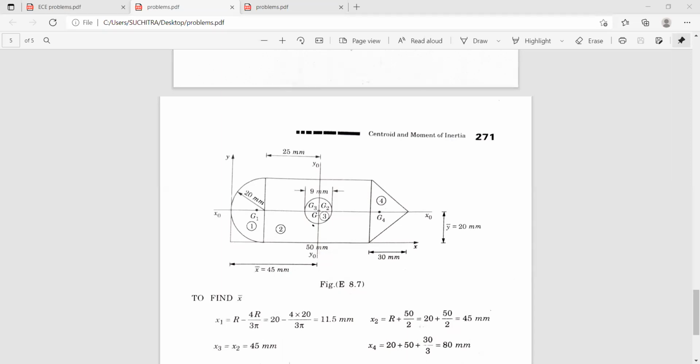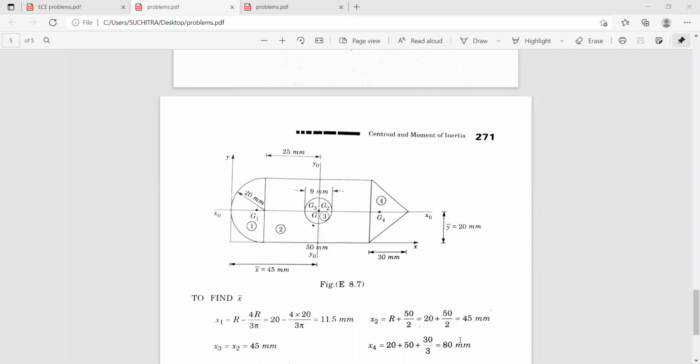Now x2 is from the center of this rectangle to the y-axis. Which is nothing but 20 plus 50 by 2, that is r plus 50 by 2, it works out to be 45 millimeters. So x3 is also 45 millimeters, that is the center of this circle. And x4 is the distance from G4 to the y-axis. That is 20 plus 50, and this height is h by 3 from the base. So x4 is 20 plus 50 plus h, here this is 30 by 3. It works out to be 80 millimeters.